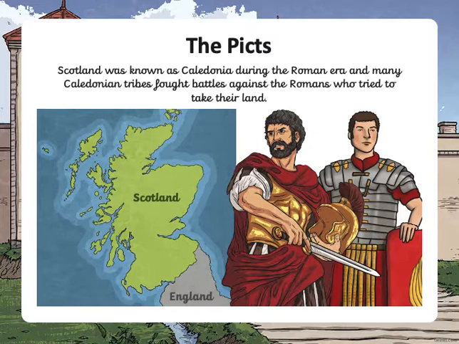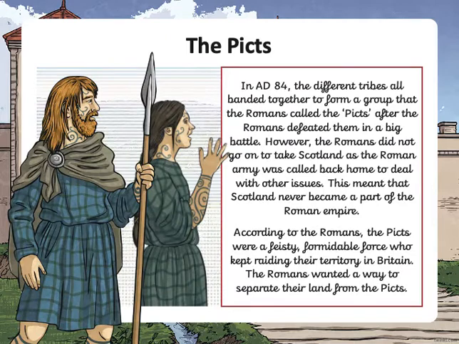The Picts. Scotland was known as Caledonia during the Roman era, and many Caledonian tribes fought battles against the Romans who tried to take their land. In AD 84, the different tribes all banded together to form a group that the Romans called the Picts, after the Romans defeated them in a big battle. However, the Romans did not go on to take Scotland, as the Roman army was called back home to deal with other issues. This meant that Scotland never became a part of the empire.